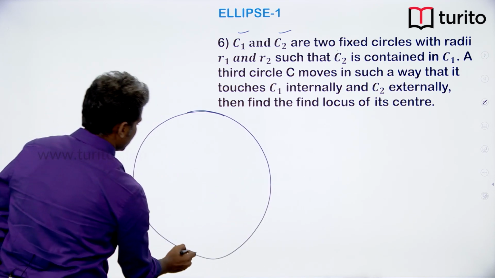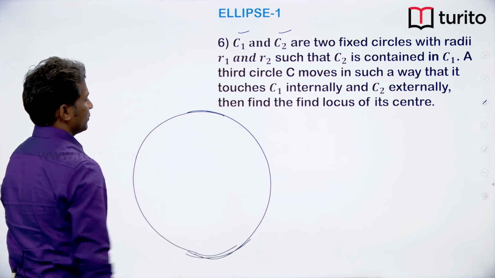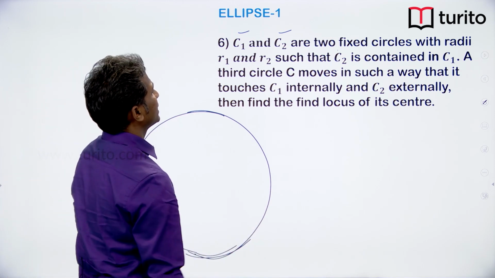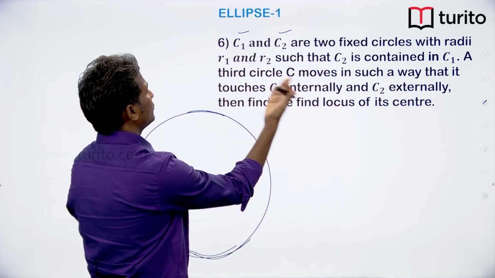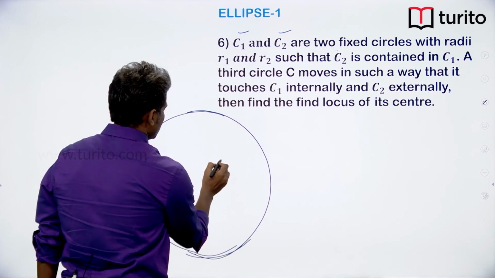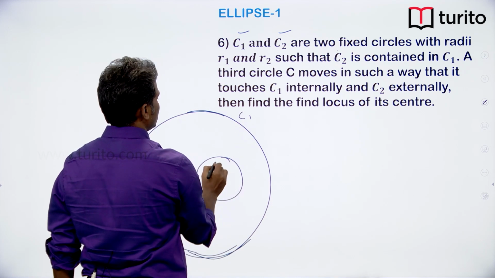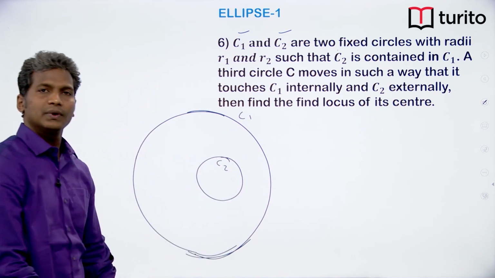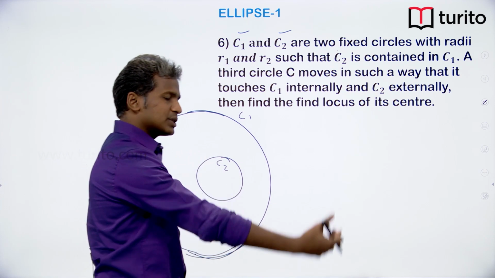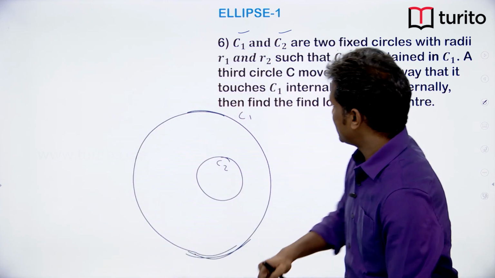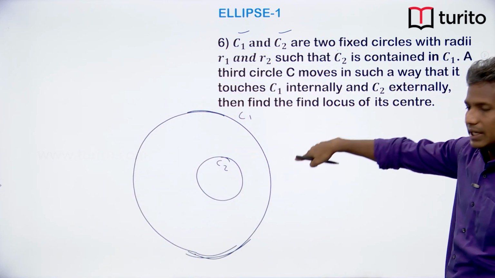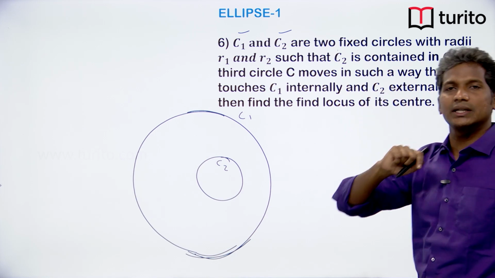Okay. So, it looks like a circle, decent. And there is another circle C1, C2 which is inside this. So, let us say there is another circle which is C2. This is C1 circle, this is C2 circle. Now, there is one more circle C which is touching C1 internally and C2 externally.